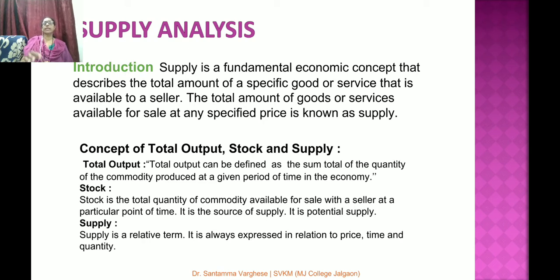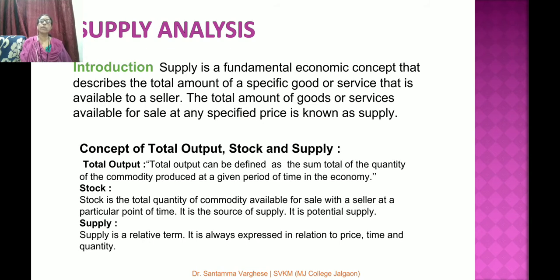So, two sentences are given in the slide, you can see. Supply is the fundamental economic concept that describes what? The total amount of specific goods or services that are available to a seller. Why seller? Because he is going to sell the product. So those are the goods which the seller will sell. The total amount of goods or services available for sale at any specified price is supply.